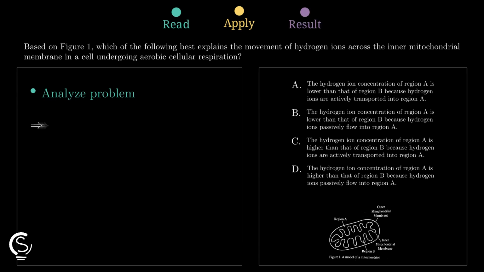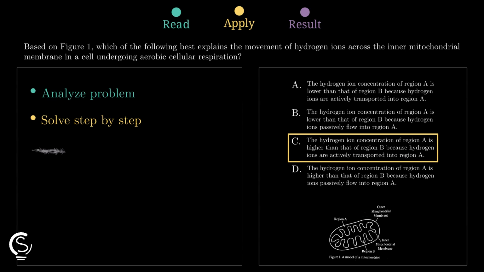Region A has a higher concentration due to active transport. This matches the description in option C. You just crushed this difficult biology question.